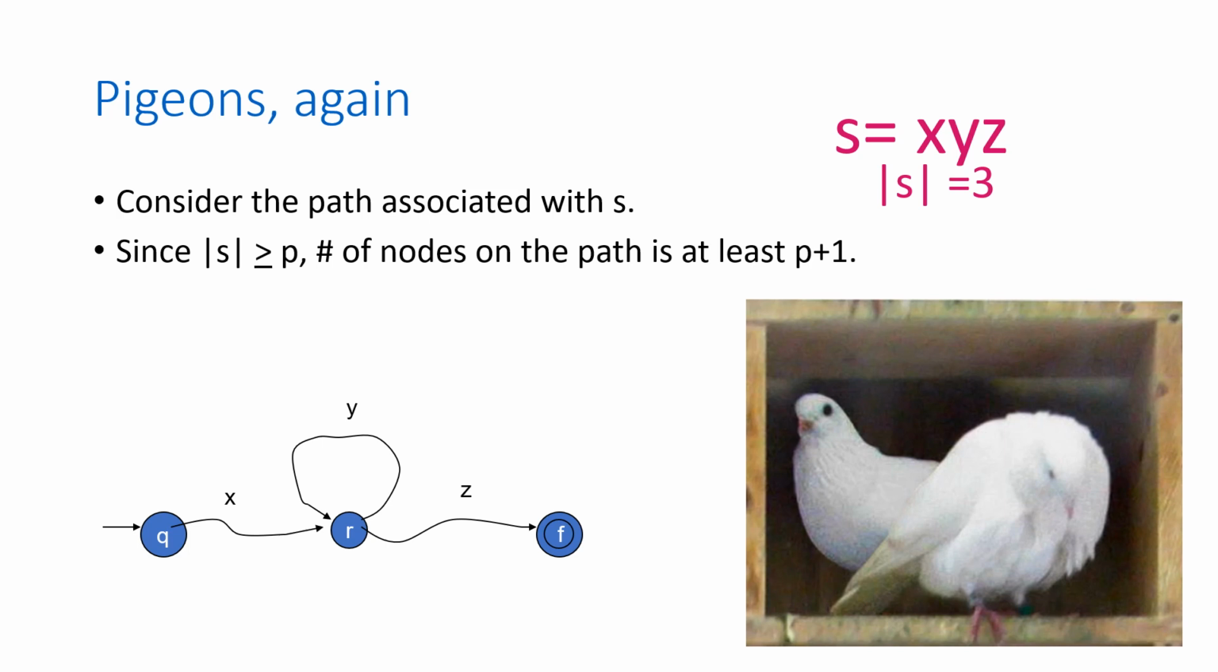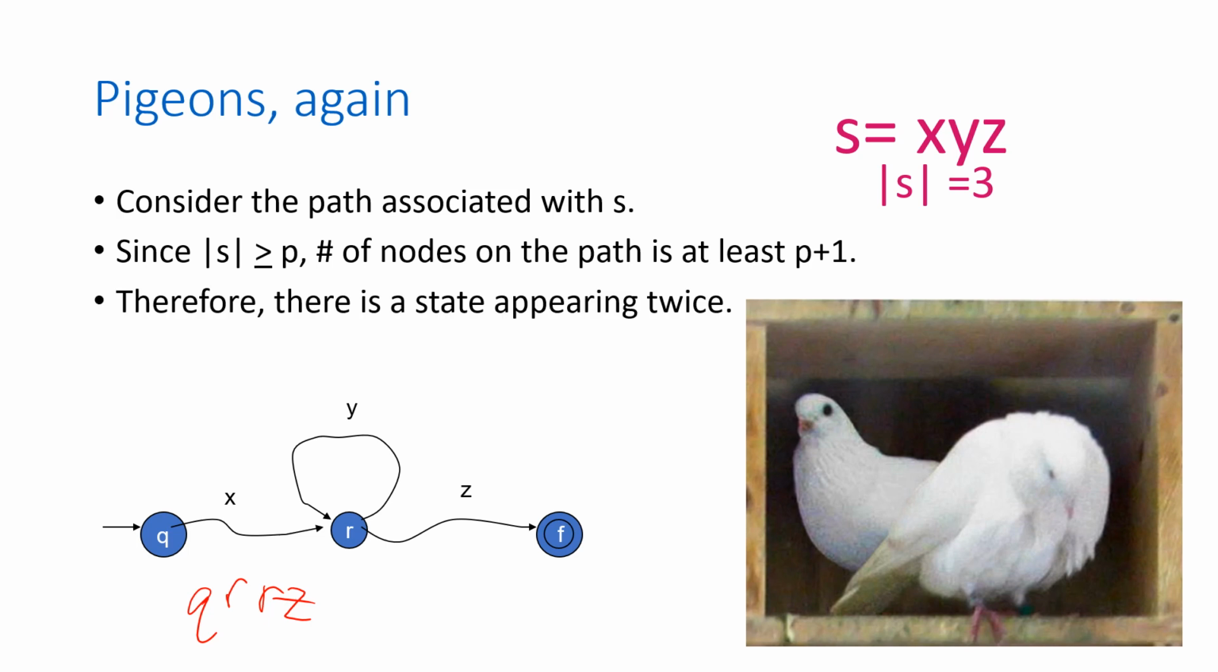So let's take a look. I have the start state, which is Q. I'm going to read in X, which will take me to R. I read in Y, which takes me to R again, and I read in Z, which takes me to the final state. Here I see that the number of nodes that I have to read on the path is at least 4, because the string was of length 3. We can conclude that there must be a state that appears twice. In other words, a hole that has 2 pigeons in it.